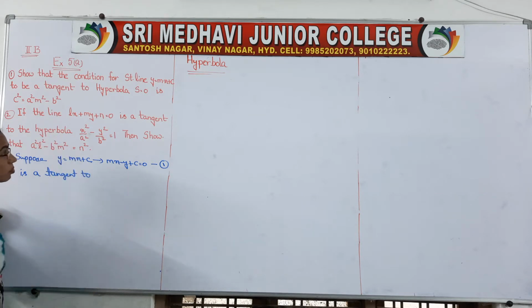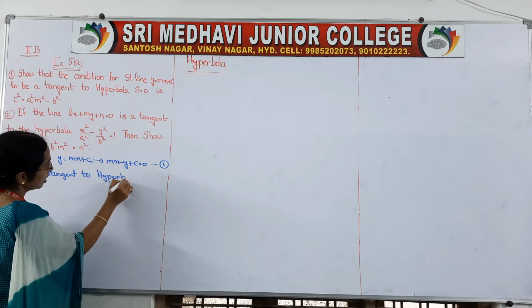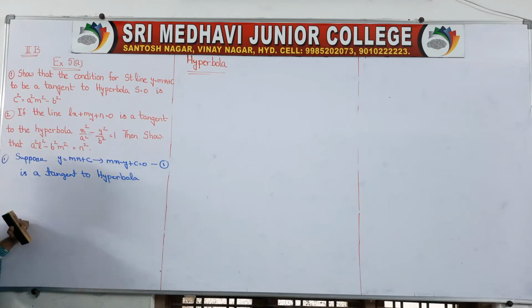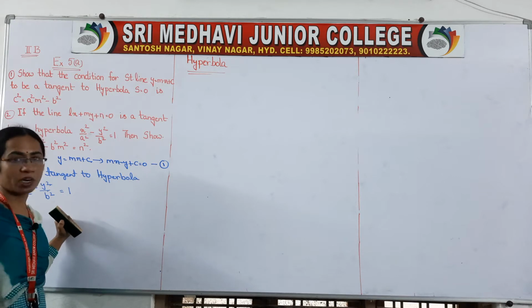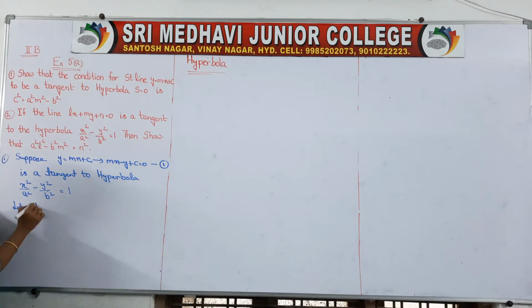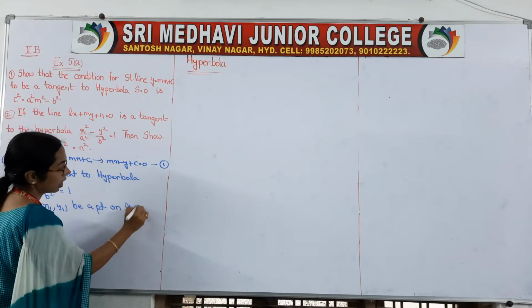to the hyperbola. What is that hyperbola? The standard hyperbola equation. Whether hyperbola, parabola or ellipse, we have to take a standard form. So it is x²/a² - y²/b² = 1. If the line is a tangent to the curve, it means the line touches the curve at one point. So let P(x1, y1) be a point on the hyperbola.